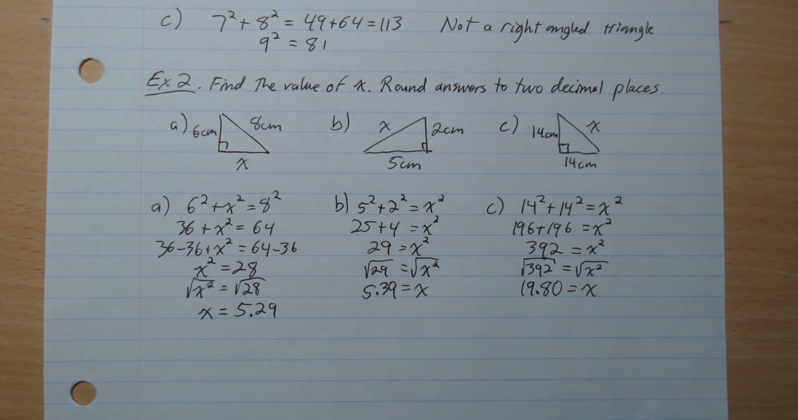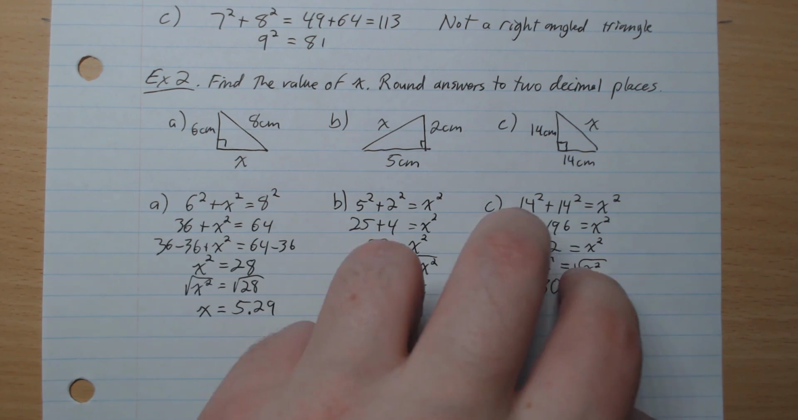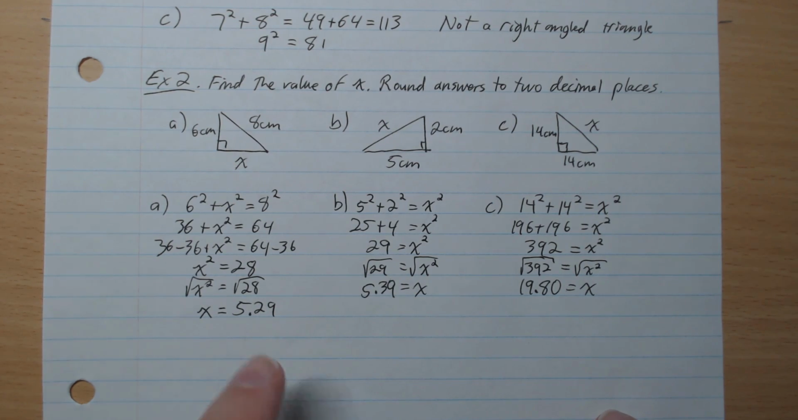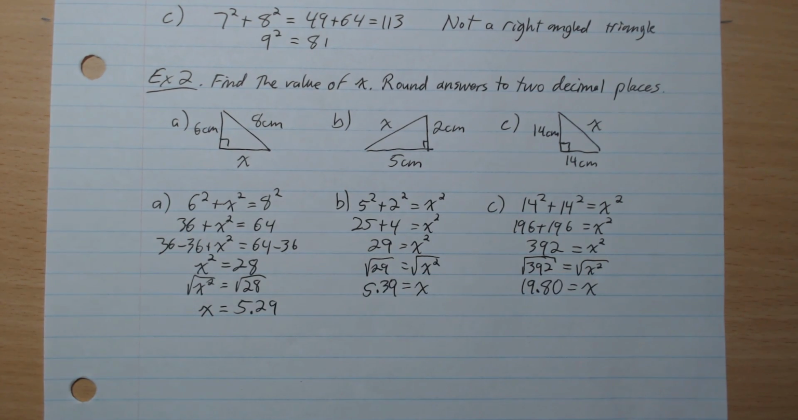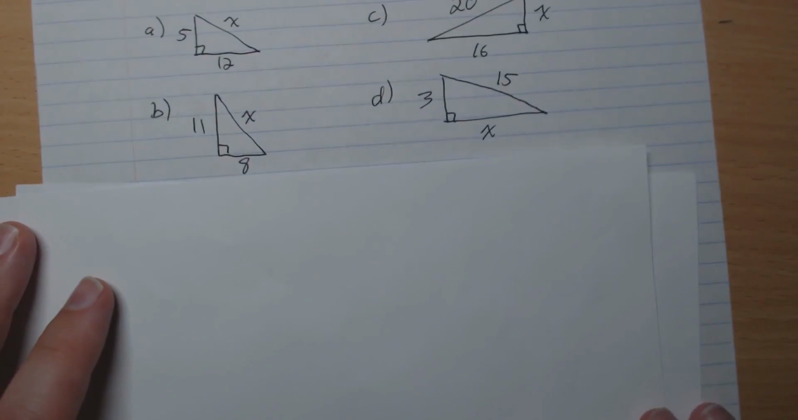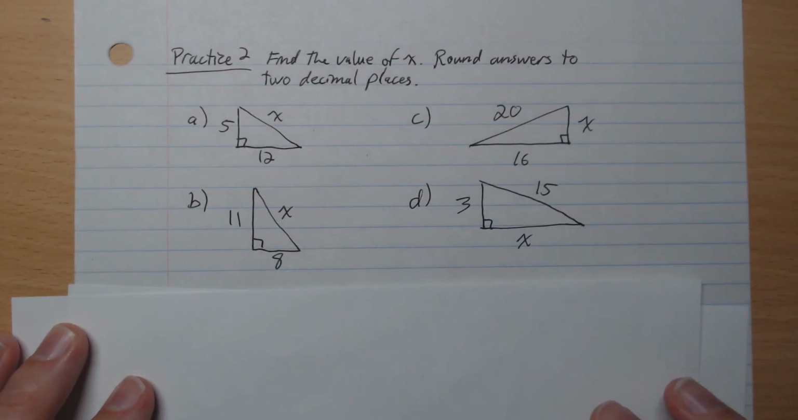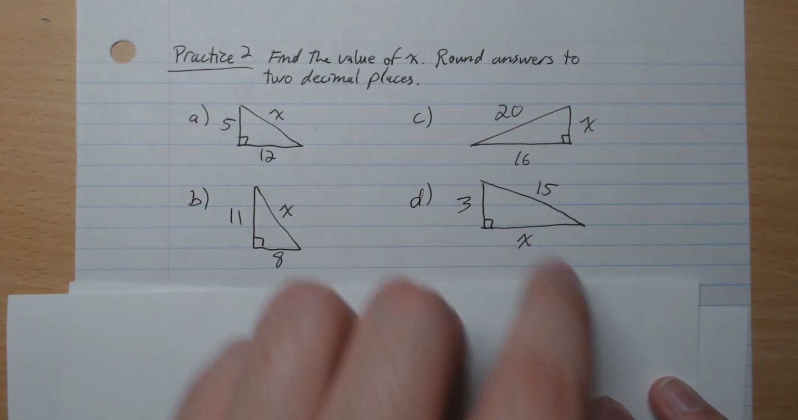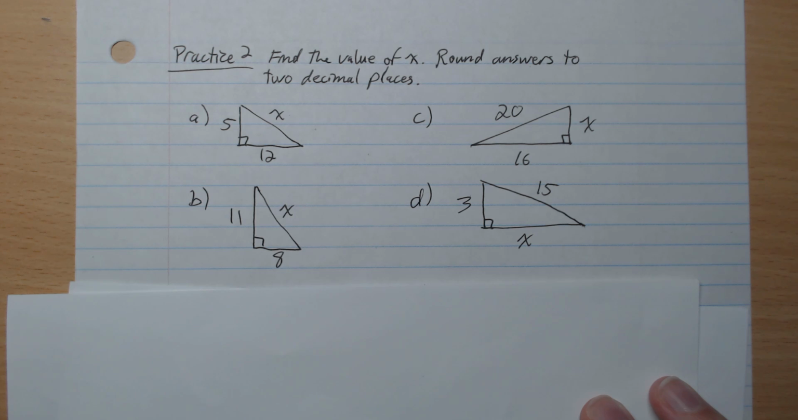So if you're having any troubles with my square rooting both sides, go ahead and watch the video, Intro to Square Roots. We did some algebra in there that we're using in today's lesson. Okay, time for some practice. Practice number 2. Find the value of x in these given triangles and round the answers to 2 decimal places. Go ahead and pause the video and answer that.